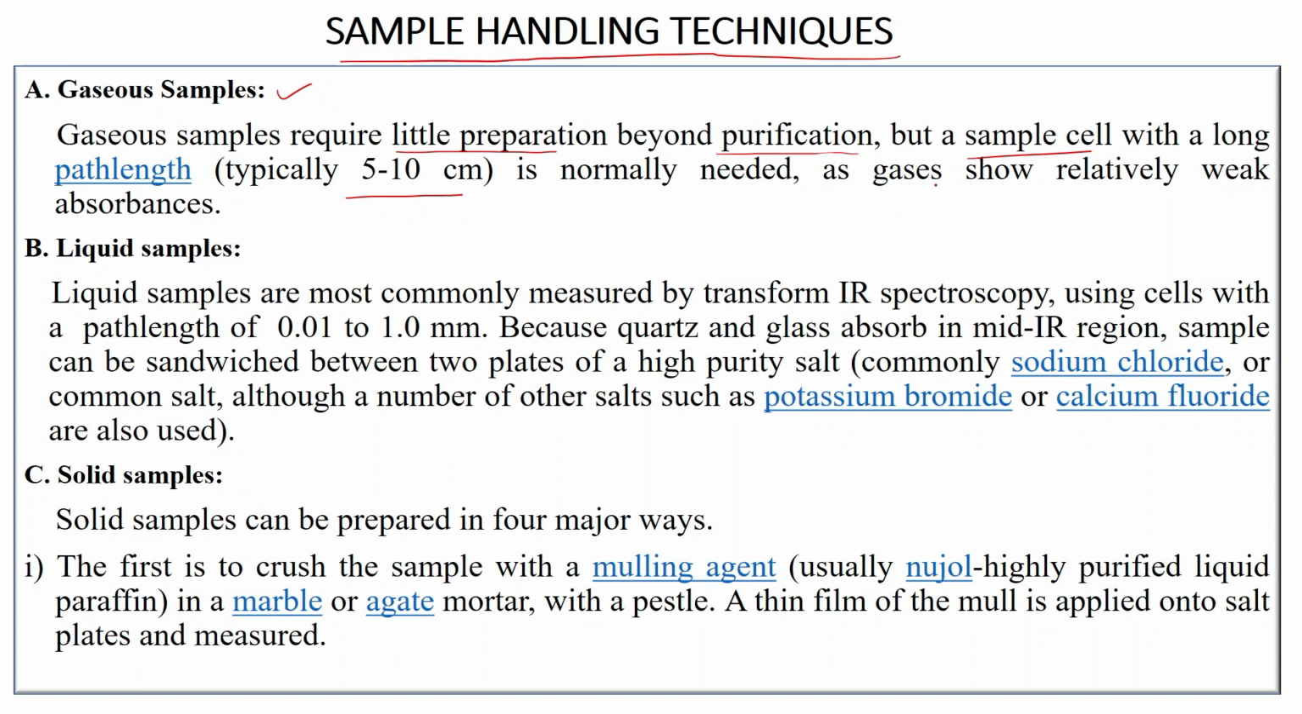And why is a long path length required? Because gases show relatively weak absorbances. So there is no pre-treatment and no sample preparation in the case of gaseous samples. Only a cell with a long path length is required.